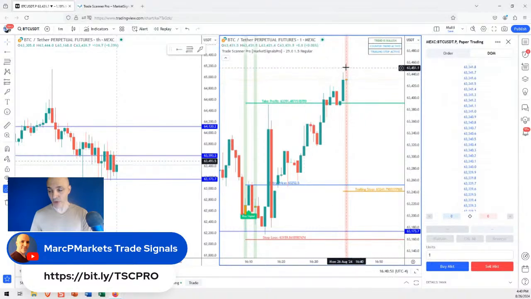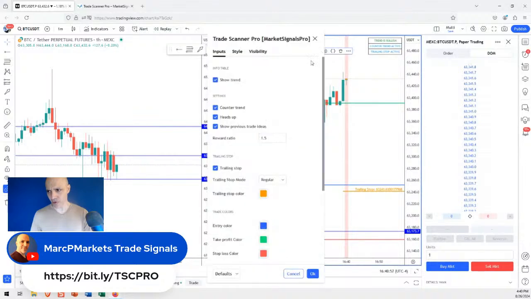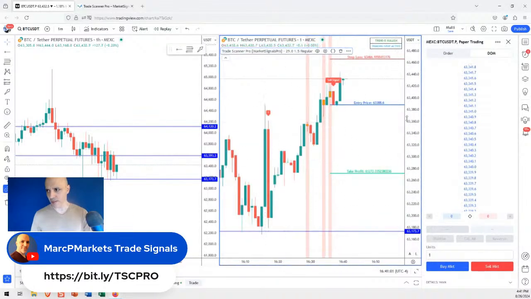Because we're in counter trend mode. Counter trend mode now means we're looking for shorts. But we don't want to look for shorts here. So I will turn counter trend mode off. Why would we want to look for shorts? Now look at this.